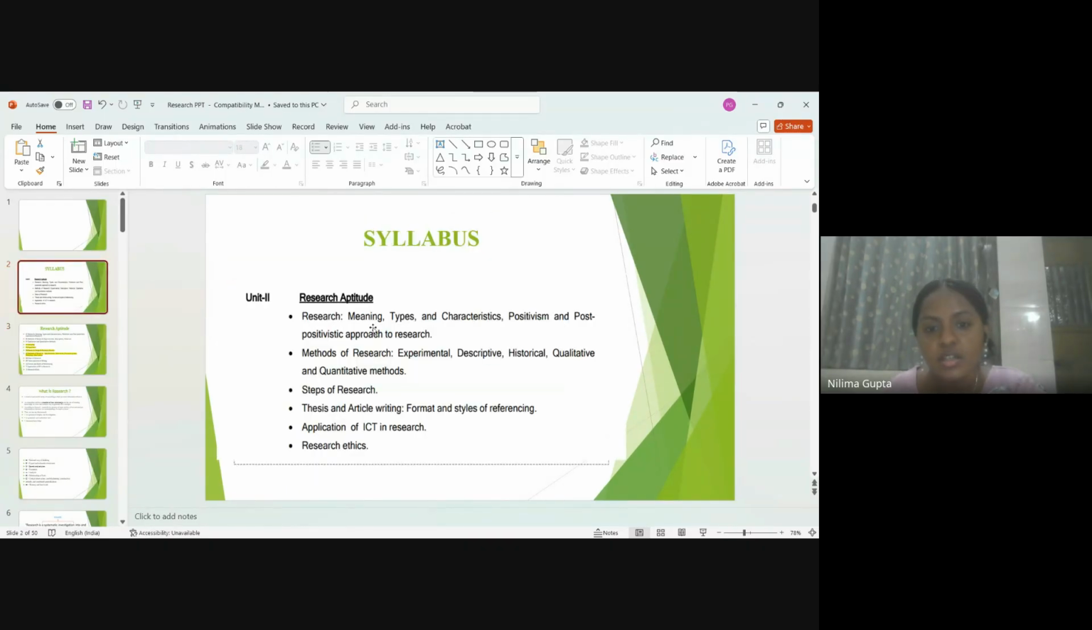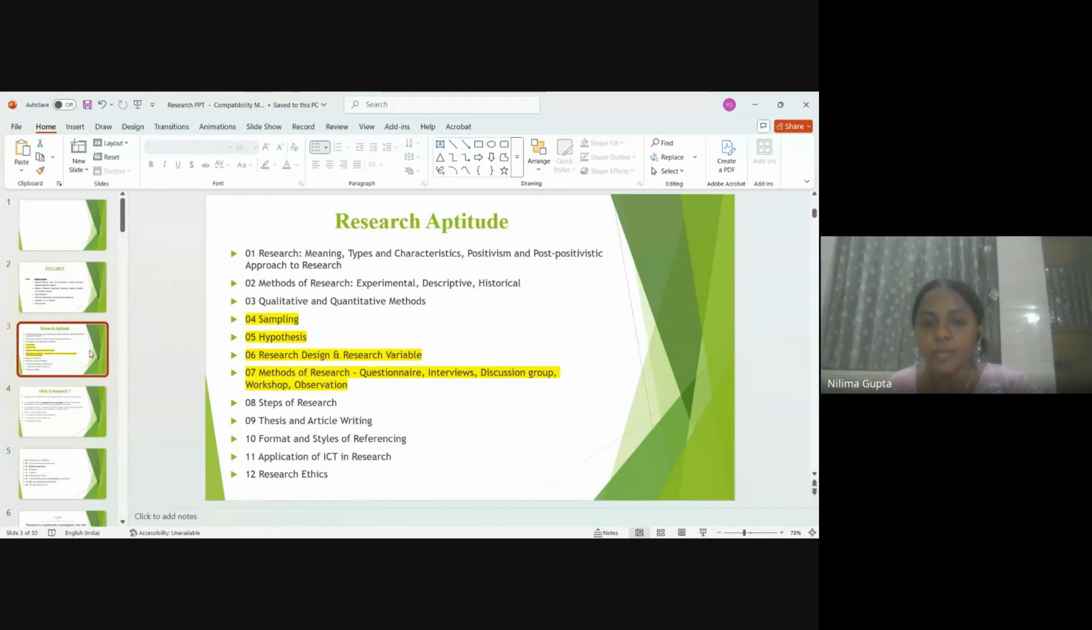In the syllabus, you can see there are types and methods. First thing I want all of you to understand is that in many books you will find it written as types or methods, or sometimes both, but there is a huge difference between a type and a method. When we talk about types, there are at least 18 to 20 types of research, and a method is the way we conduct that research. So there is a slight difference between both. When I talk about methods, it is through questionnaire, interview, discussion group and others.